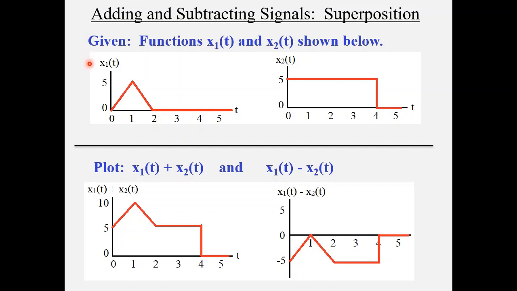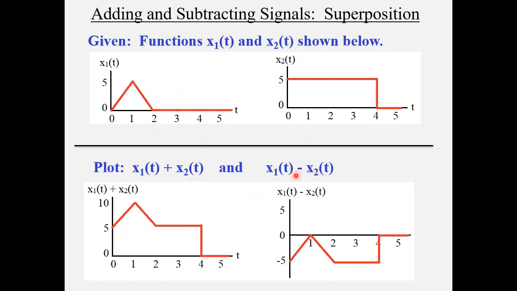For example, let's say we're given these 2 functions: x1 of t, which is shown right here and looks like a triangle, and x2 of t, shown over here, which is sort of a rectangular pulse shape. If we want to plot x1 of t plus x2 of t, that just means that at each time, we're going to add the two values together. So you can see very clearly that the triangle is now sitting on top of this rectangle because we're adding it. And so this is the result.